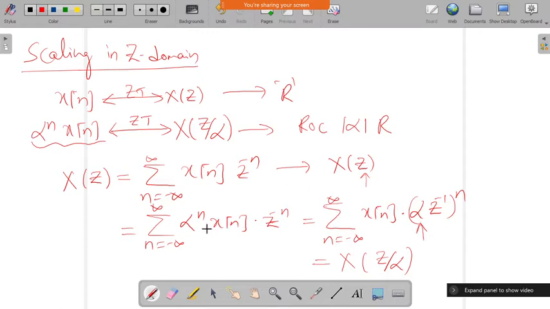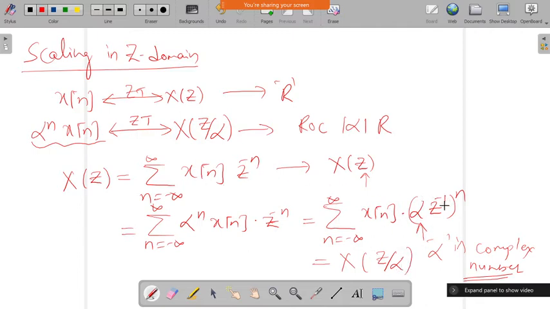Just replace the value of alpha and Z, combine, and compare this with the equation, and we can write this. Also, alpha is a complex number, so that is very important. Alpha is a complex number. This is how we are able to get the proof for this.